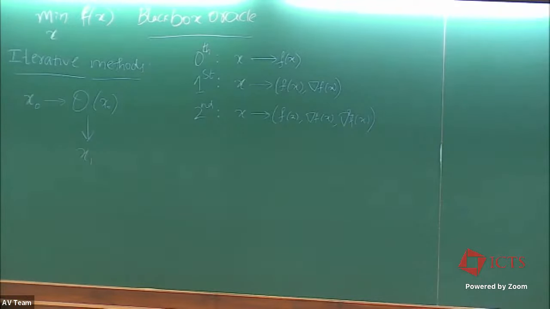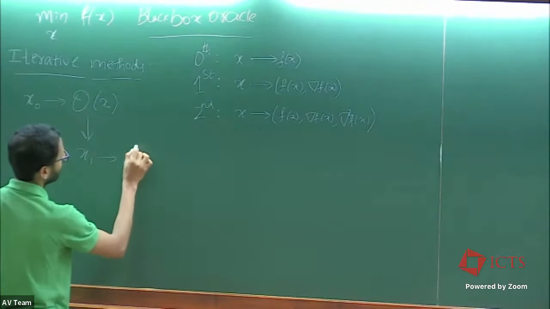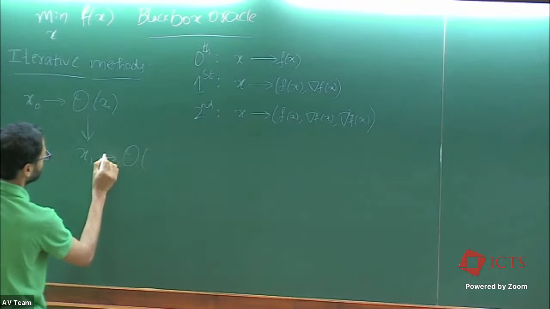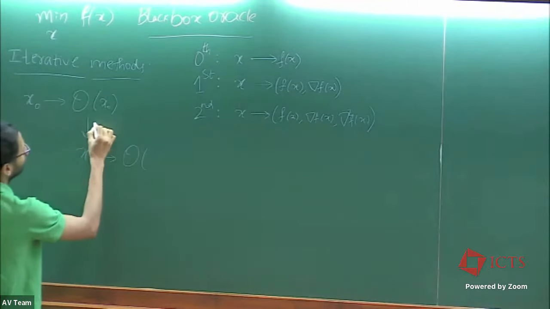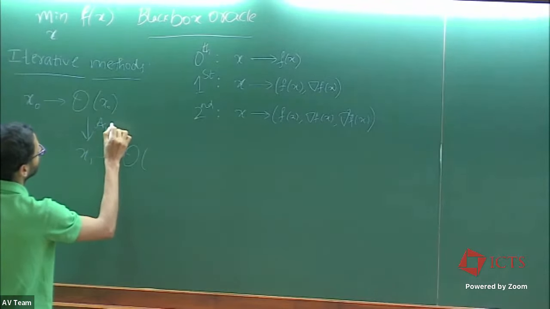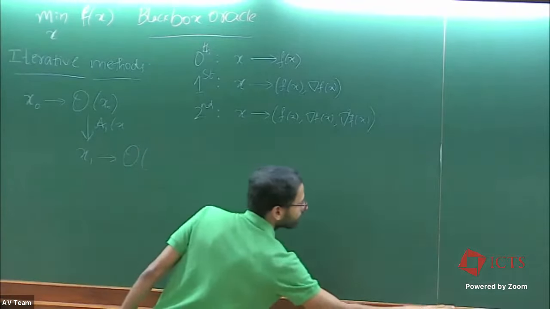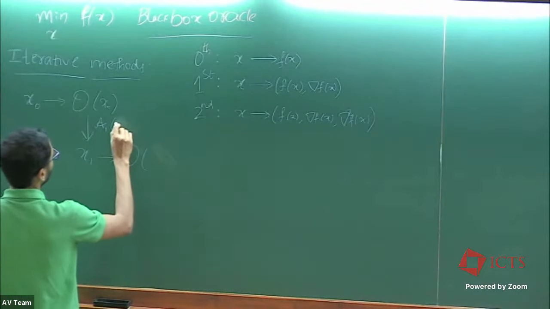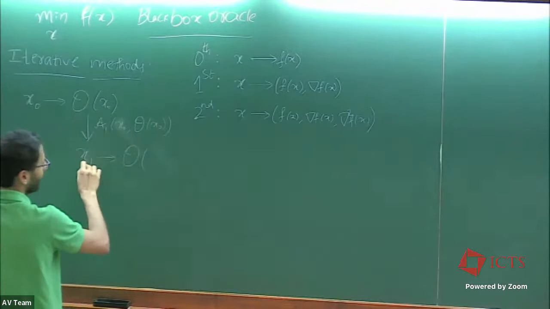Then using both x0 and x1, we could query the oracle at some other point, which depends on the algorithm. So how do we go from the oracle query to x1? Let me call this A1, which looks at both x0 and O of x0, and then we get an x1.